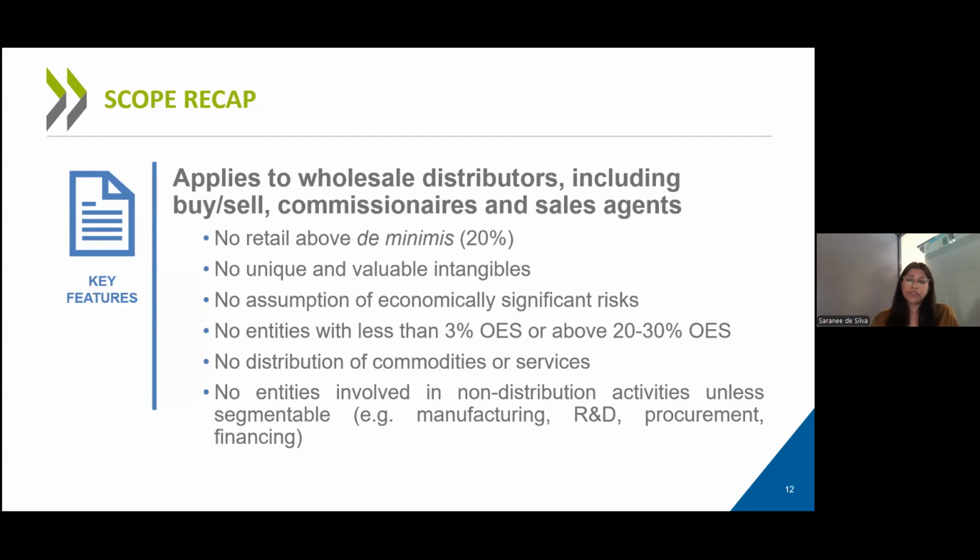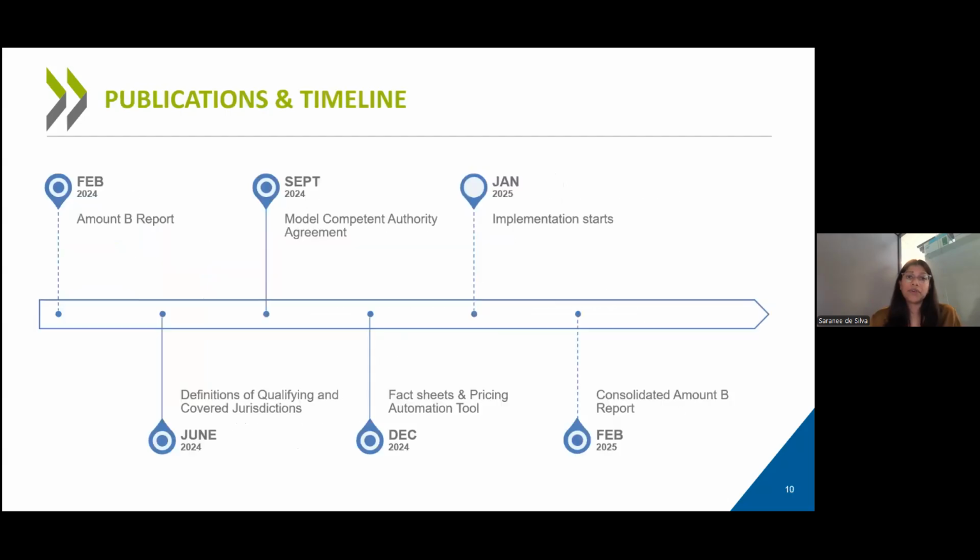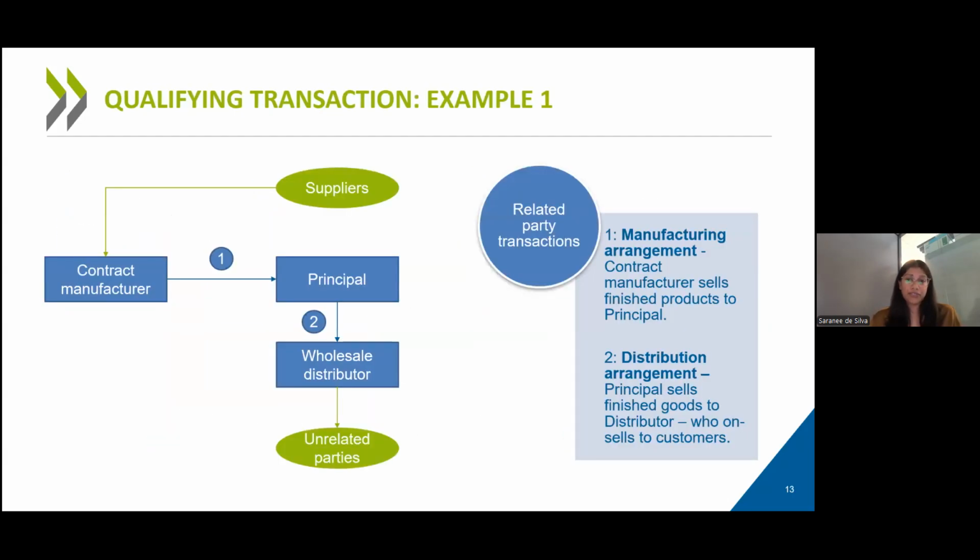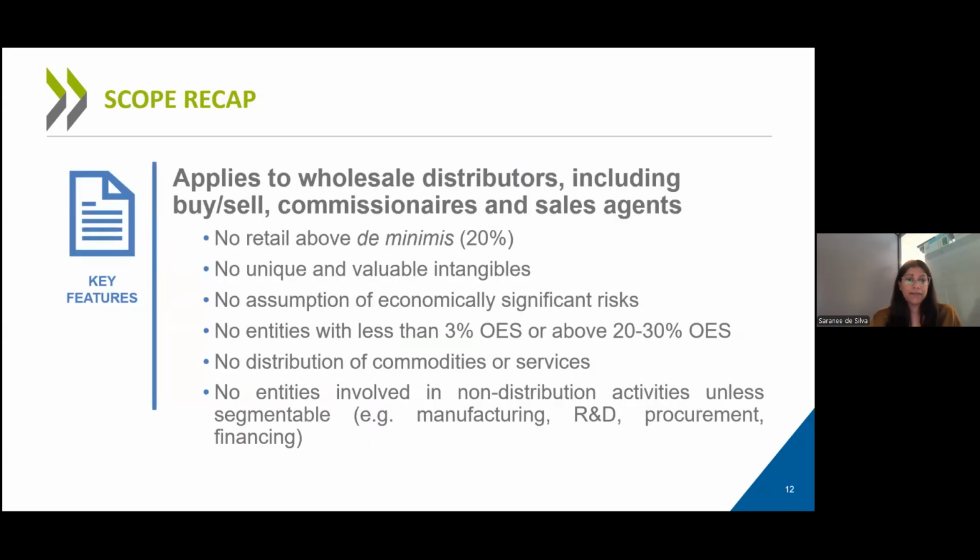However, there are also some specific exclusions in the scoping criteria. The first is in relation to the products that are distributed. As I mentioned previously, Amount B relates to the distribution of tangible goods, and there are exclusions in relation to non-tangibles and services. There is also a product-based exclusion in relation to commodities.